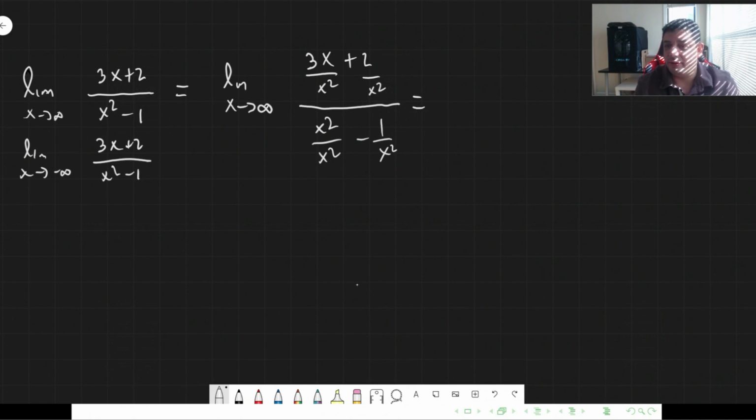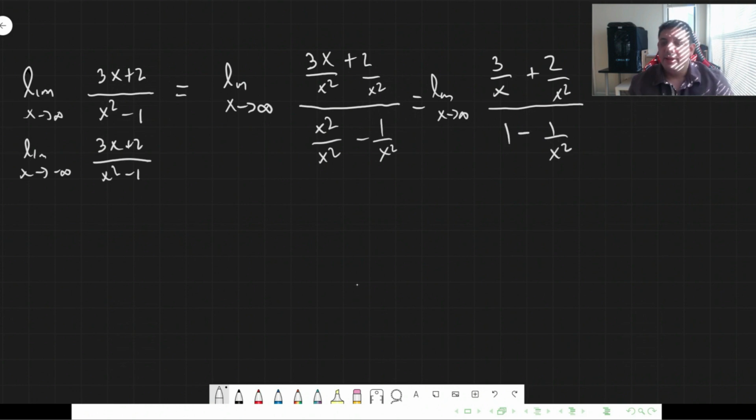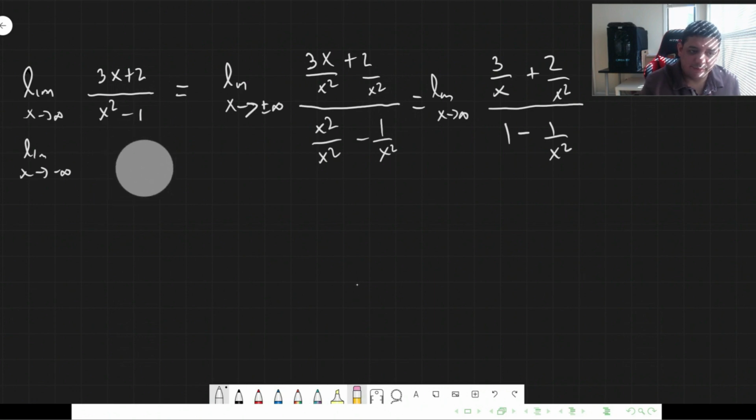So in case you don't want to remember the rules of who has the biggest numerator or denominator degree, what we do is this. We divide by the biggest power in the denominator, and then we simplify. So this is going to produce 3 over x plus 2 over x squared, and on the bottom, 1 minus 1 over x squared. And so notice that by the rule that we established at the beginning of this session, and let me put here plus or minus infinity because it actually doesn't matter, any of the two can work.